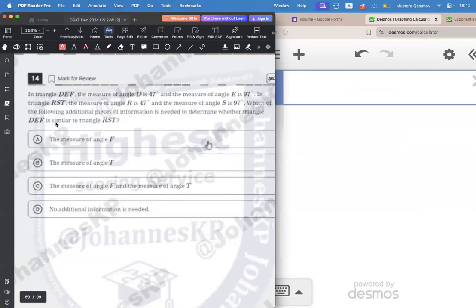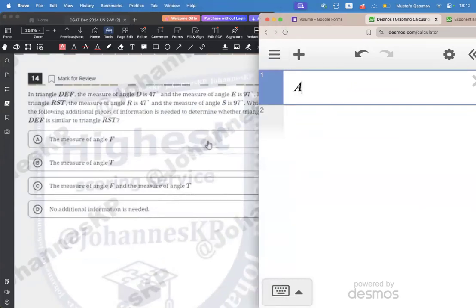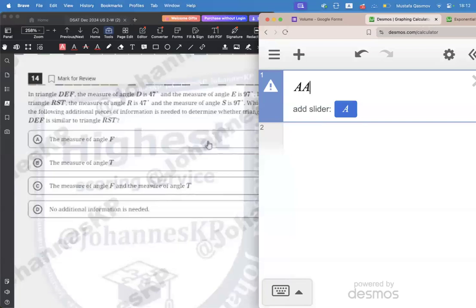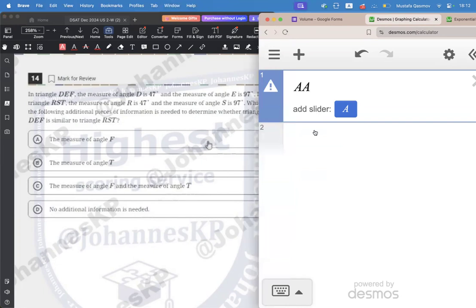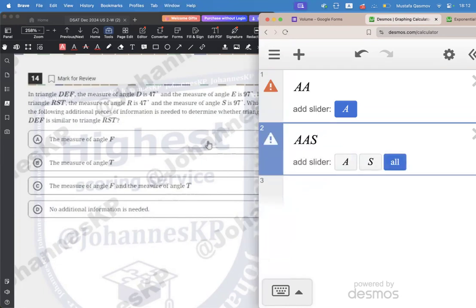For that one, because it's similar, we know the AA rule: if two angles from each triangle are equal to each other, it means these two triangles are similar to each other. We have 47, 47, 97, 97. It means that they are similar to each other. No additional information is needed. But if it asks congruency, then you have to use AAS. Then you need one side from each triangle. Okay?